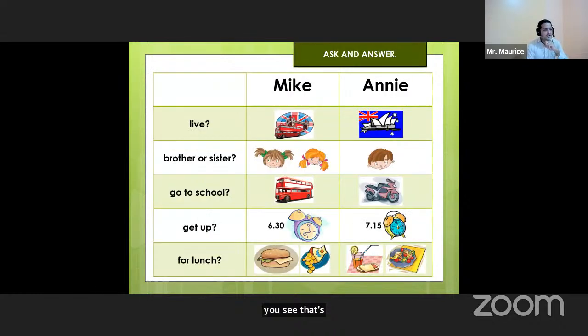Now, it's time to ask and answer. You have this chart, and I want you to look at that and make questions and answers. Okay? Tenemos a Mike y Amy. Okay? Necesito que ustedes me formulen preguntas para ambos.